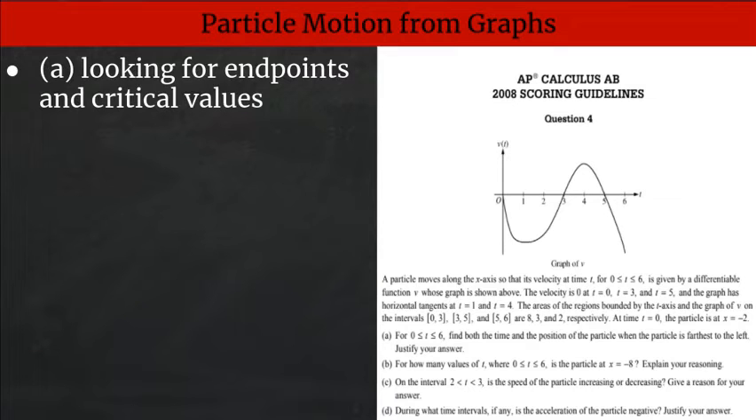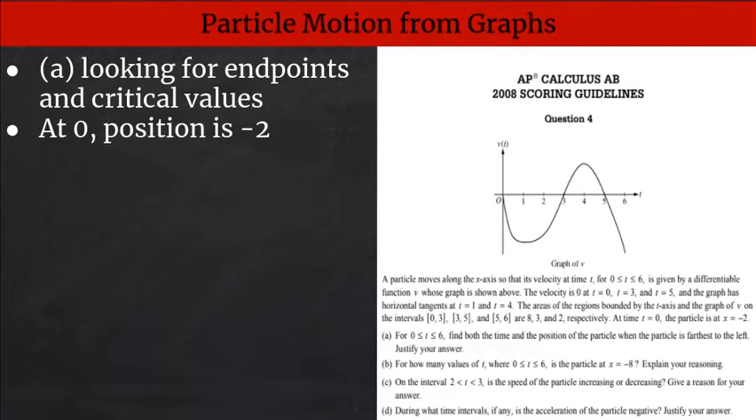For part A, they ask us, from 0 to 6, find both the time and position of the particle when the particle is furthest to the left. Justify your answer. So for part A, we have to look for endpoints and critical values as to where the furthest left is. And for the first endpoint at 0, they gave us that the position is negative 2.